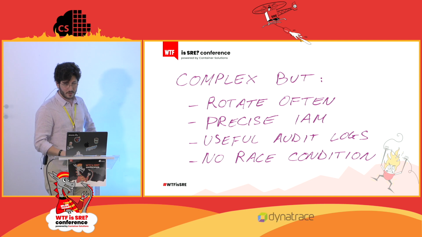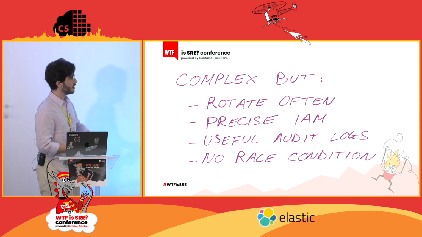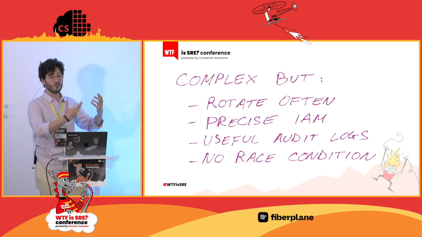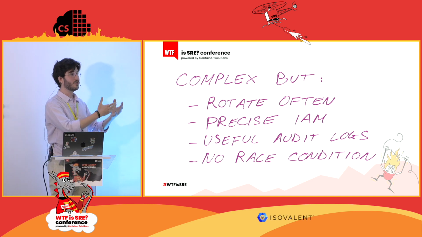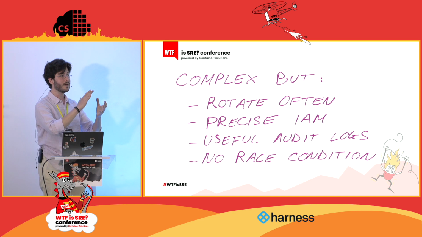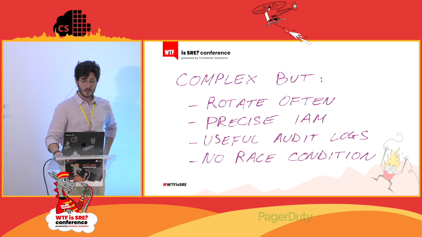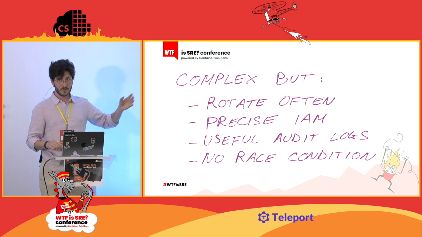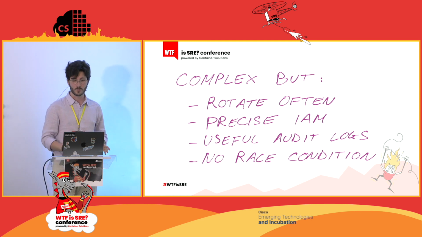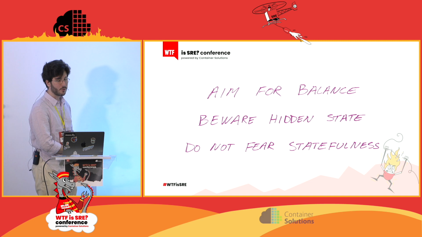So this design is definitely the most complex of the three I've talked about, but it's great because you can rotate often, you get precise access control and audit logs, and you don't have that race condition because you're actually acknowledging that you have state. The problem with the external secrets operator approach is that you have state, but you didn't know about it, and so it bit you. We didn't invent this design, by the way. If you Google Vault Agent Injector, you'll find everything you need. It works really well.